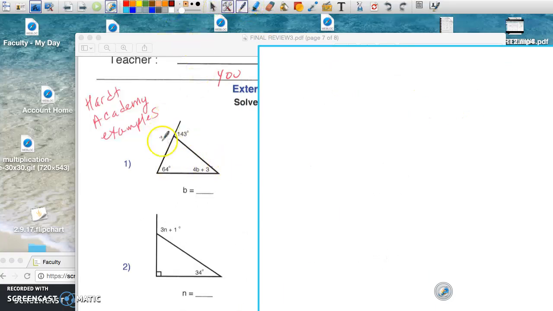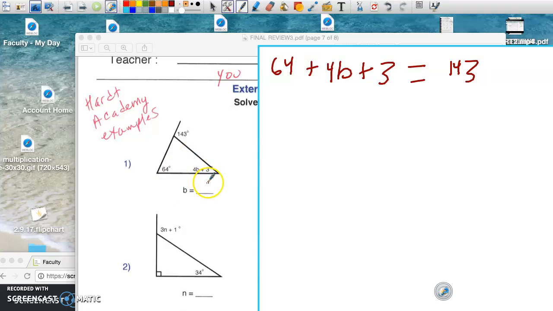Basically what happens is this inside angle plus this inside angle will equal the outside angle. So as a formula, it would look like this: this plus this equals this. In other words, this plus this equals this. And you solve for B.